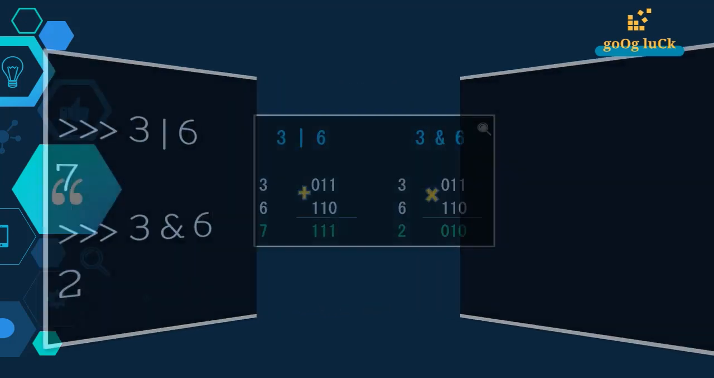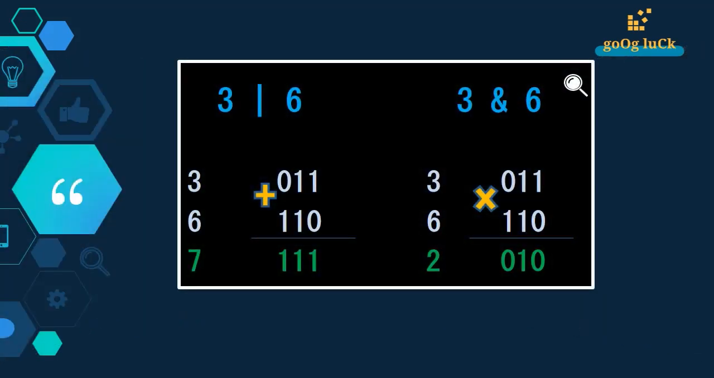So how is it calculated? Well, if you convert 3 into its binary form it's 0011, and if you convert 6 into its binary form it's 0110. Now if you're performing OR, you're basically performing a binary addition on it, and if you're performing AND, you're performing a binary multiplication on it.